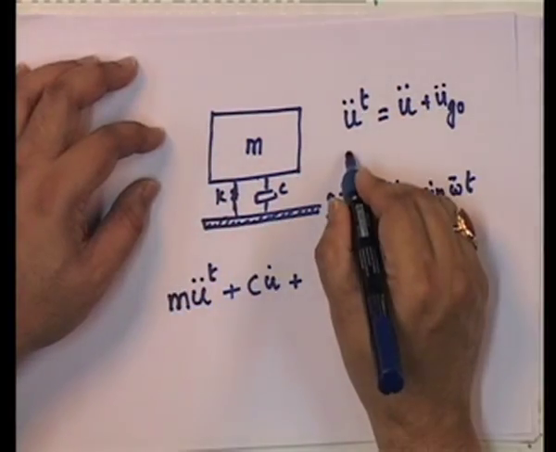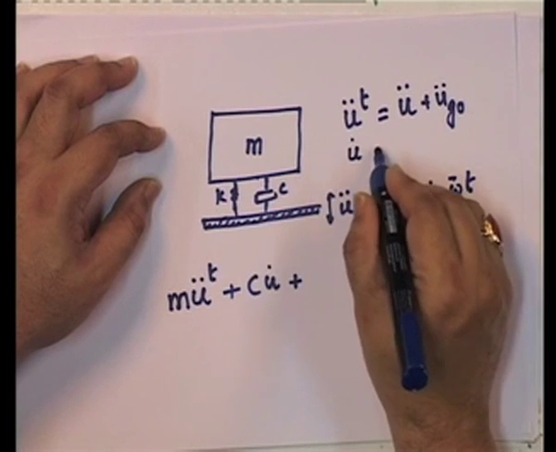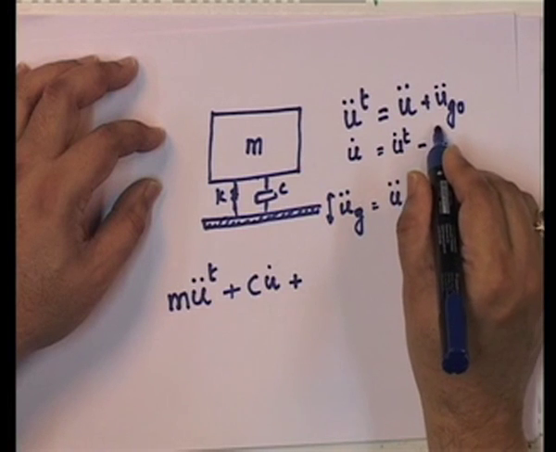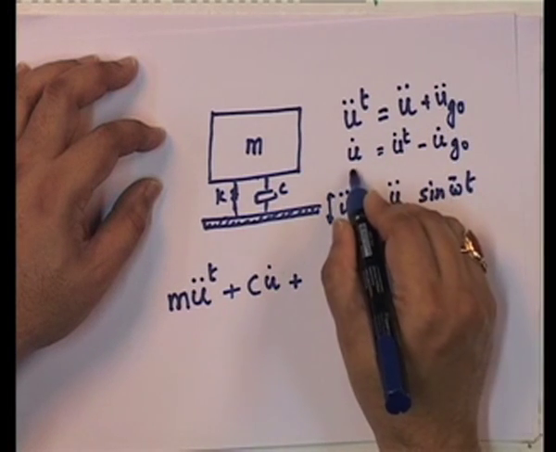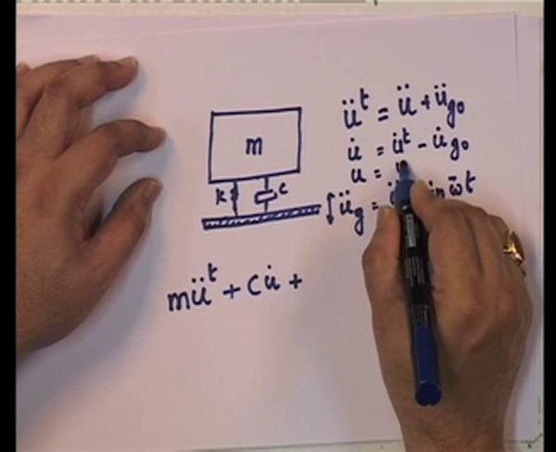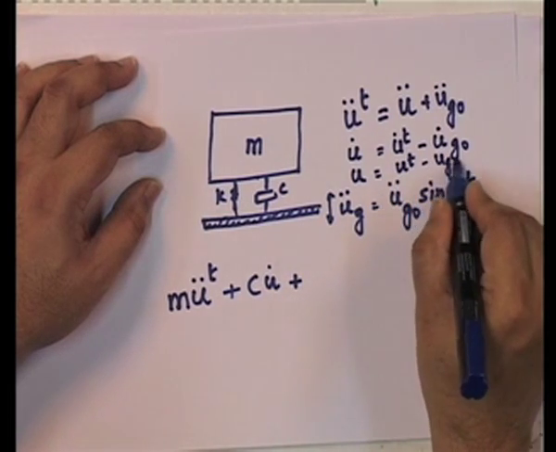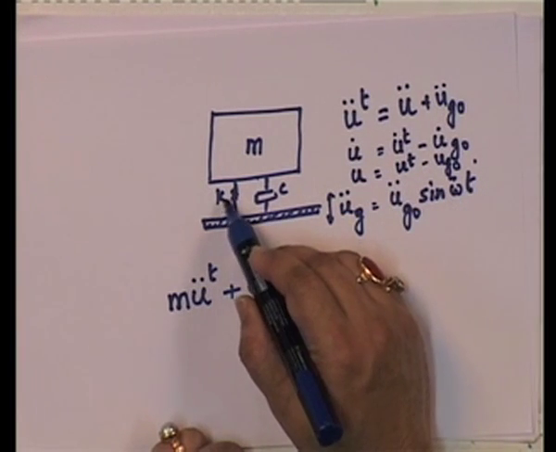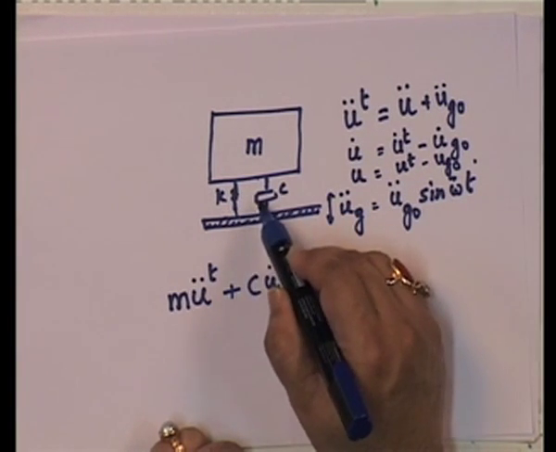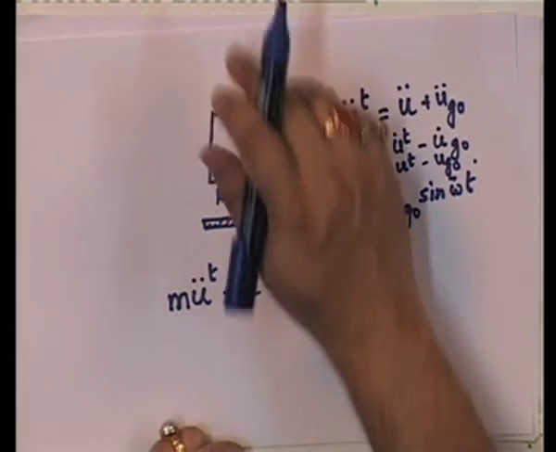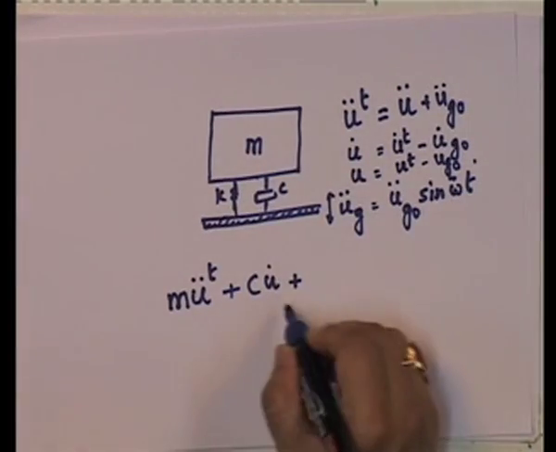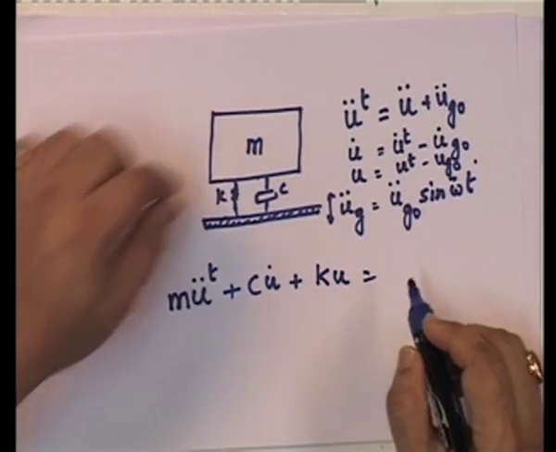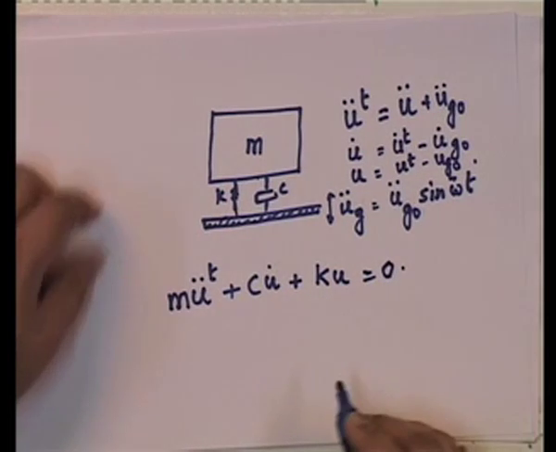So, in other words, u dot is the total velocity minus the ground velocity, and u is equal to u total minus u_g0. So, the spring and the dashpot see the relative motion, the mass however sees the total motion, and therefore this is equal to this plus this, and there is no excitation on the mass. So, this is equal to 0.